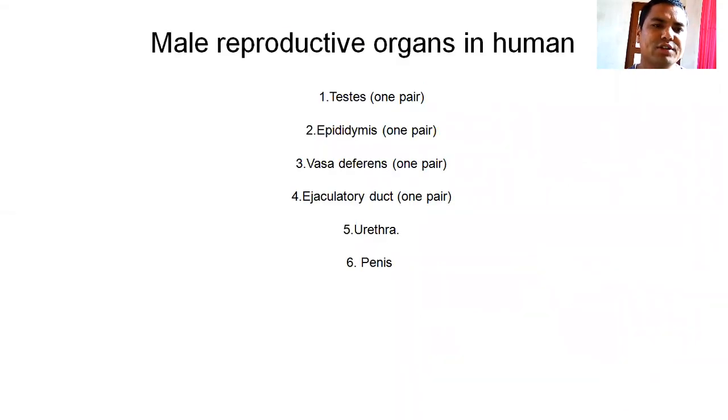First of all, I want to discuss the male reproductive organs in humans. Male reproductive organs in humans consist of one pair of testes, one pair of epididymis, one pair of vasa deferens, one pair of ejaculatory duct, urethra, and penis.